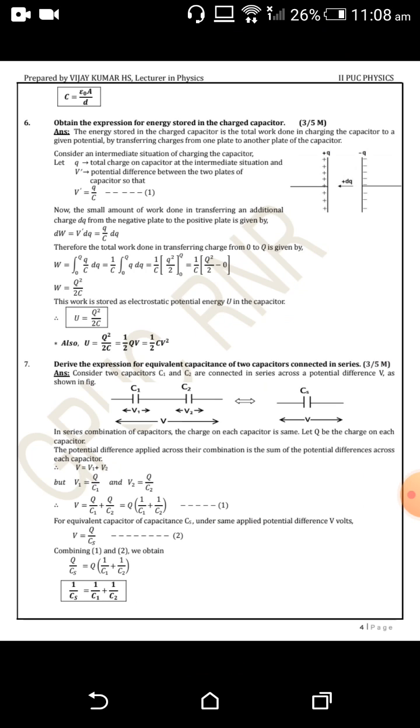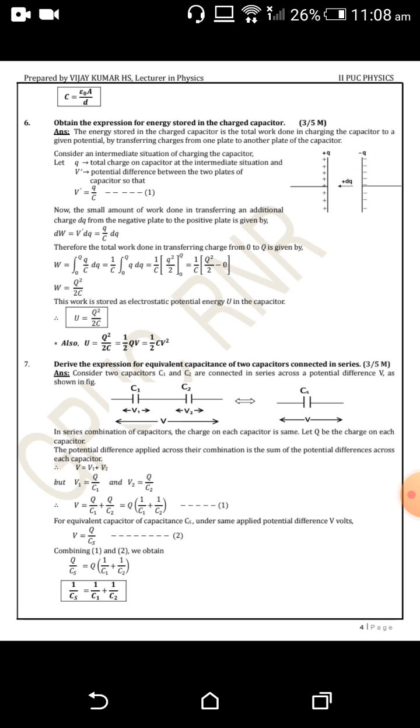Okay, how is the capacitor charged? By sending the charge from one plate to another plate. So we say that when the charge is sent from one plate to another plate, the capacitor is charging. Or you can say that this is the energy stored in the charged capacitor in the form of potential.